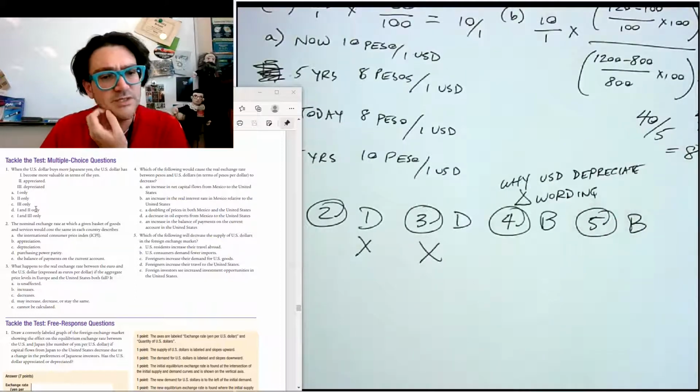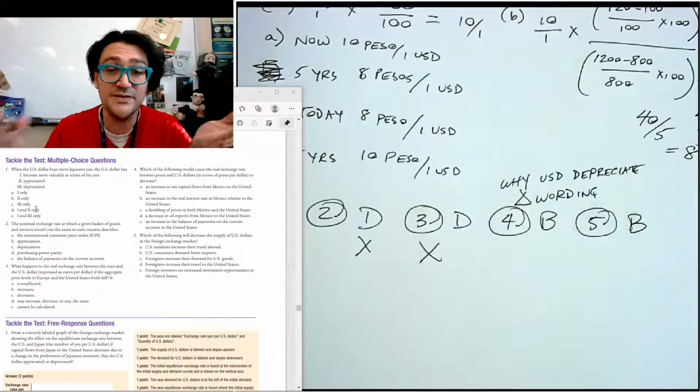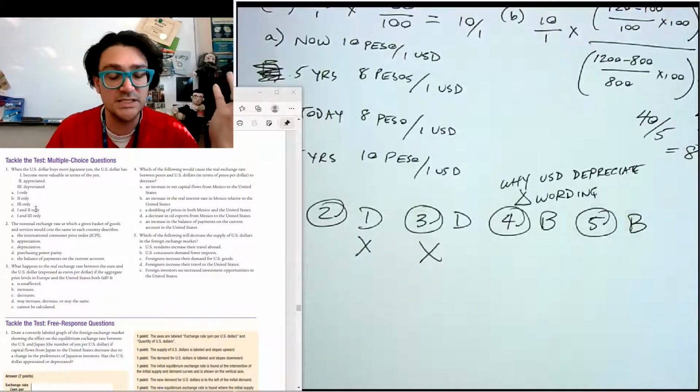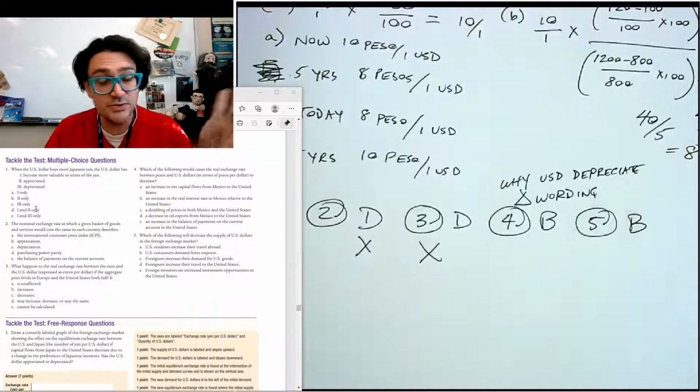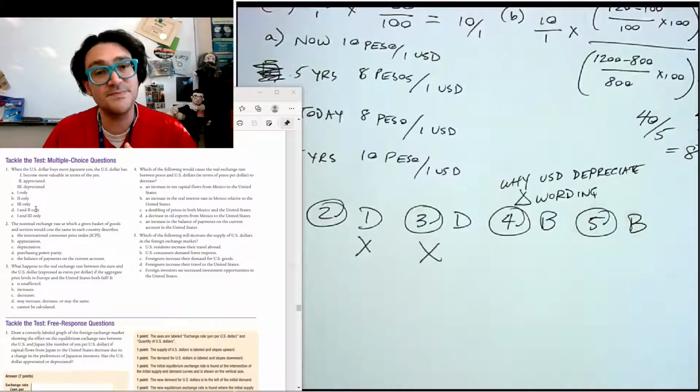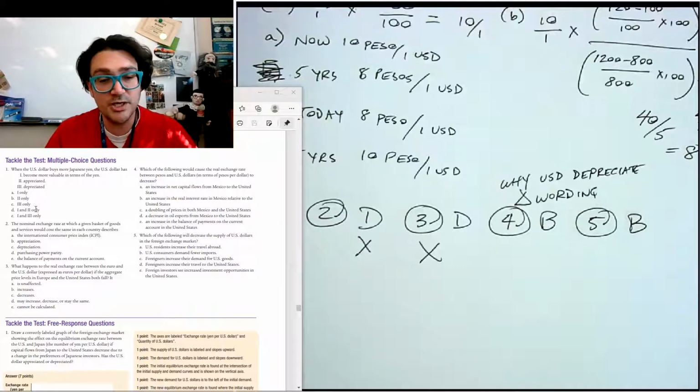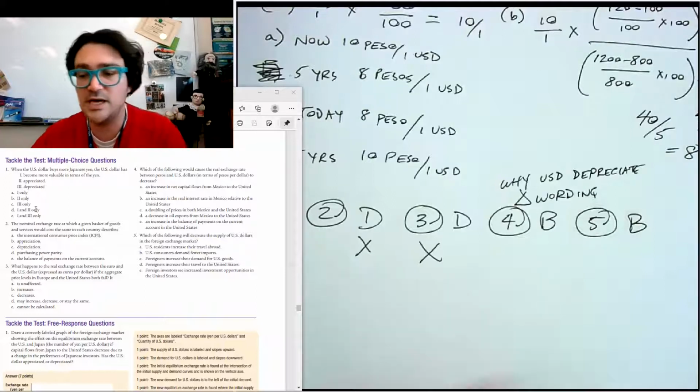C, foreigners increase their demand for US goods. That would increase the demand for dollars, but it wouldn't affect the supply of dollars, right? It just increases the demand for them. D, foreigners increase their travel to the United States, likewise would increase the demand for dollars, but not change the supply. E, foreign investors see increased investment opportunities in the United States. Again, increase the demand for dollars, but not change the supply.